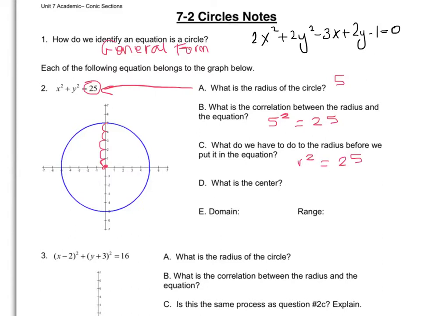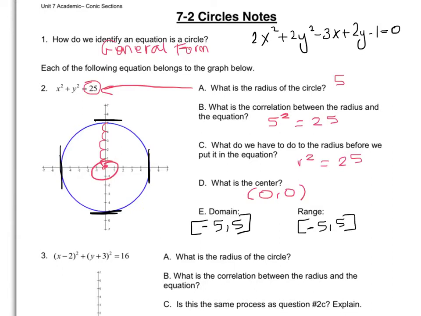Now what is the center? The center is 0, 0. Now domain goes from left to right, so from -5 to 5. And since the circle is passing through those 2 points, we have a bracket. A range is from the bottom to the top, so also -5 and 5, and it does make sense since the center is 0 and we're moving 5, so of course we're going to have from -5 to 5.